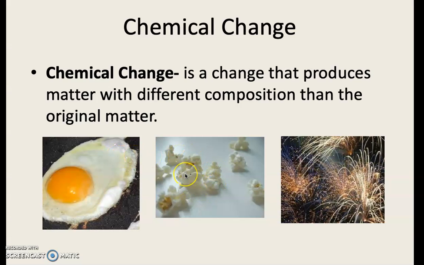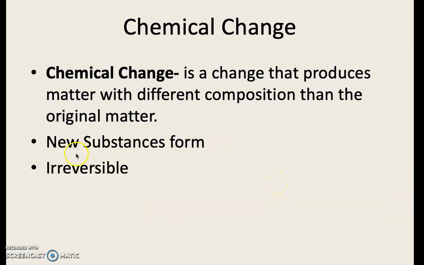Now over here, popcorn, you have the corn kernels, which when heat is applied to them, pop into the puffy popcorn. You cannot reverse this change. You cannot go backwards to get the corn kernel. Fireworks, there's light emission. The substance that exploded emitted this light, and you cannot capture the gases and the metals and put them back into the substance they originally were. So these are non-reversible. New substances form and they're irreversible.